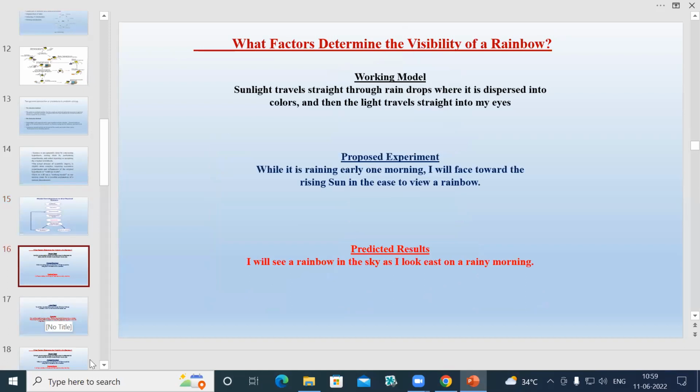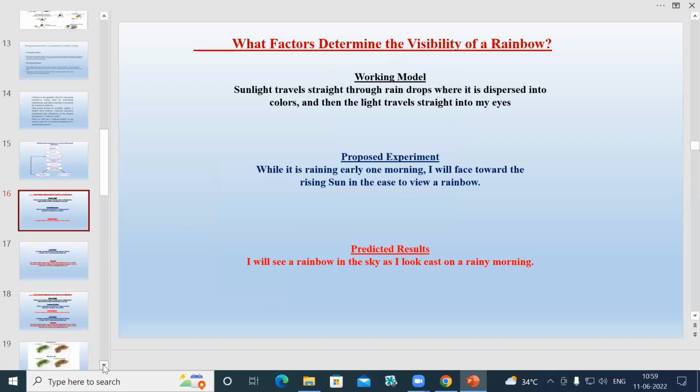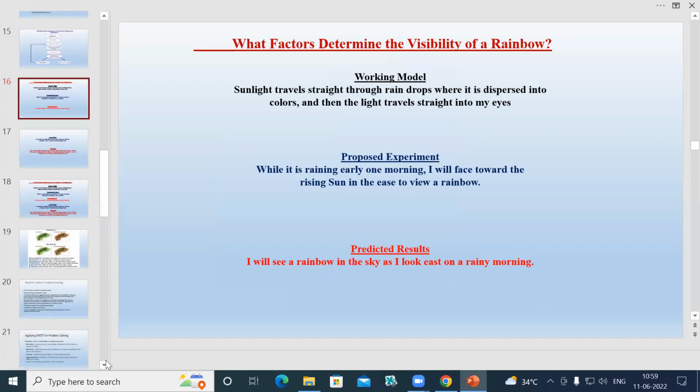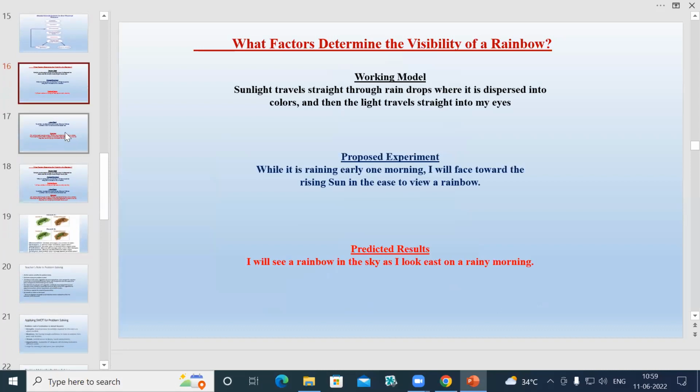Okay, so this is the working model. You give the problem to the students that sunlight travels straight through raindrops where it is dispersed into colors, then the light travels straight into my eyes. Now the proposed experiment will be: while it is raining early one morning, I will face toward the rising sun in the east to view a rainbow. And according to this proposed experiment, the predicted result is that I will see a rainbow in the sky as I look east on a rainy morning.